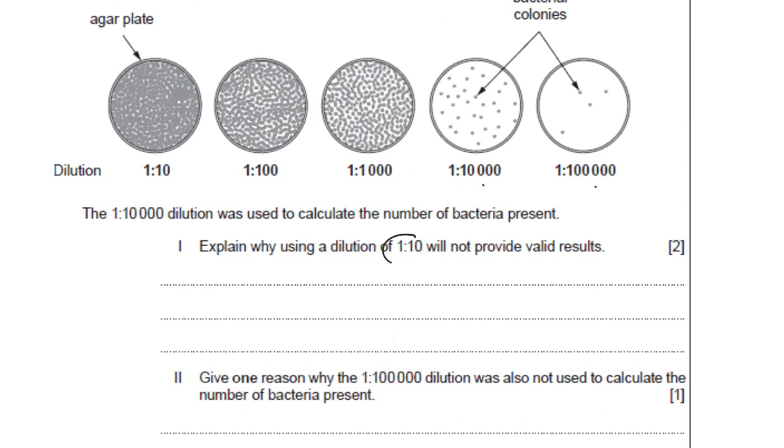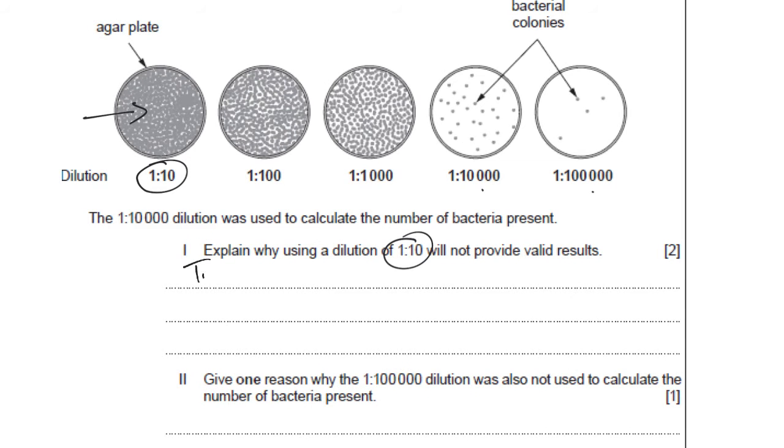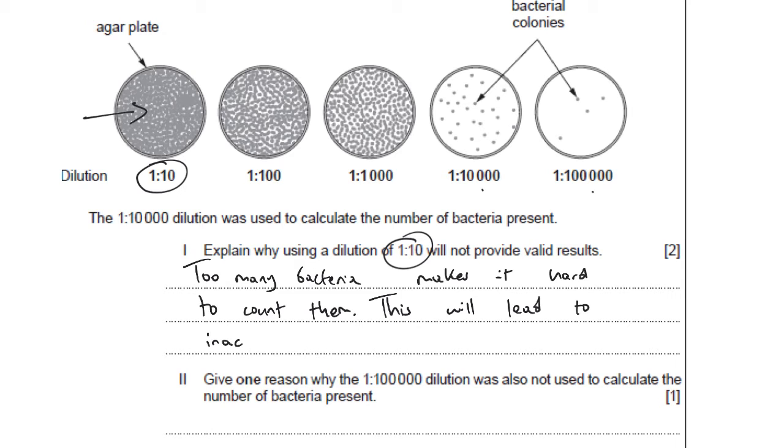Explain why 1 in 10, so I'm going to look at the 1 in 10 one, will not provide valid results, okay? Now, if you look at that, we're not going to be able to count that, okay? So, too many bacteria makes it hard to count them. This will lead to inaccuracies.